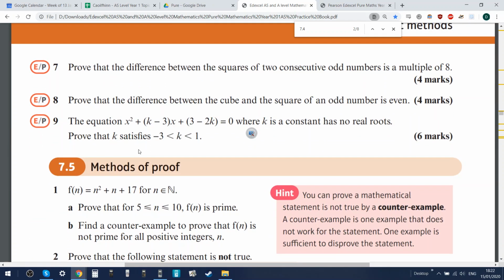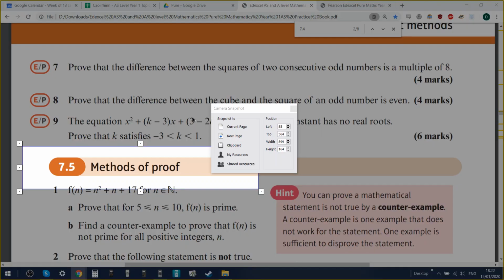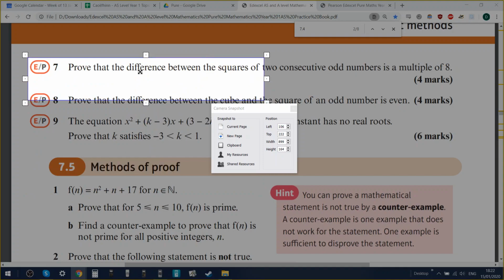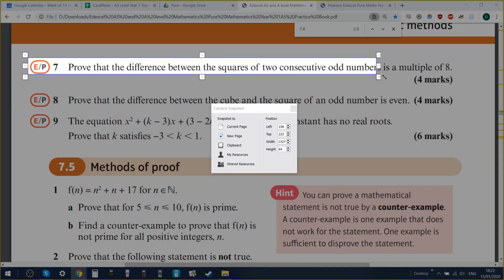Prove that the difference between the squares. Okay, here you go. This is the stuff you were asking about. Okay, how do we do question 7?